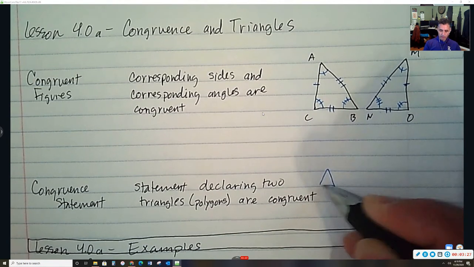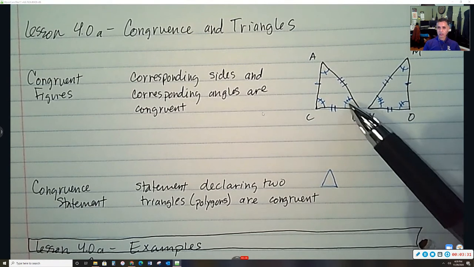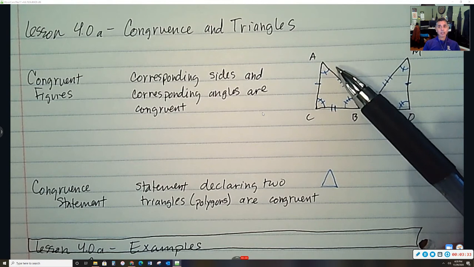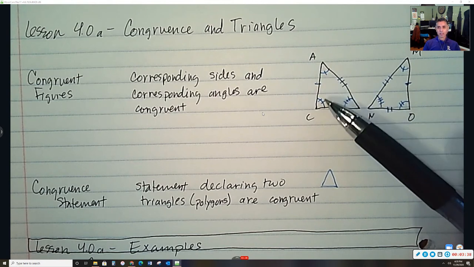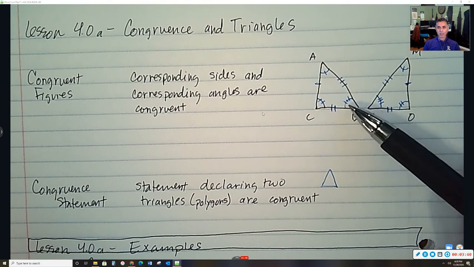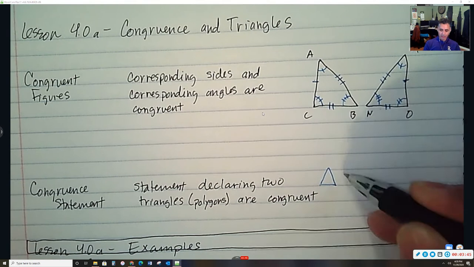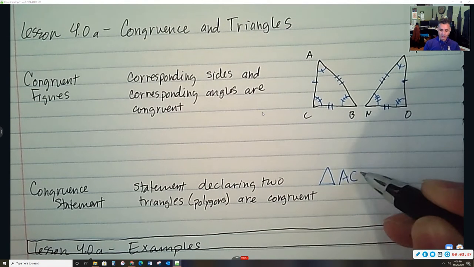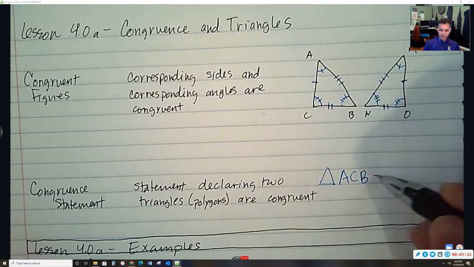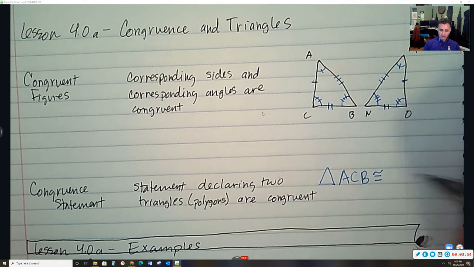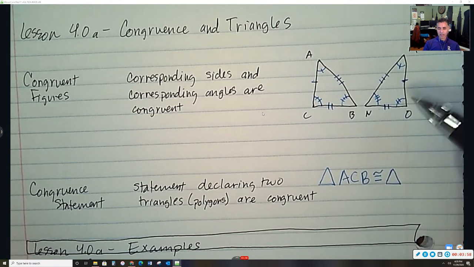Triangle. And then I like to write these in order of the angle measures, and not necessarily alphabetical order, but see how this angle has one mark, and then over here I have two marks, and this I have three marks. So instead of writing triangle ABC, I would write ACB. Triangle ACB is congruent to triangle. And then again, look for the angle.